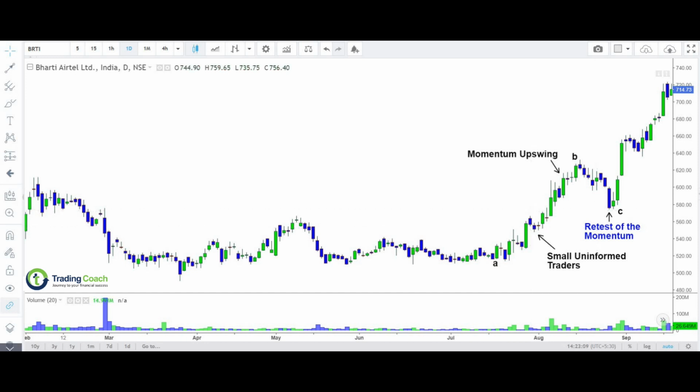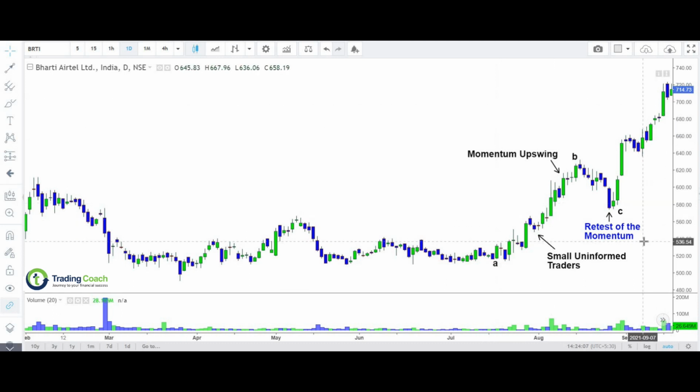As we can notice on the price, right after the retest of the momentum, the prices quickly went up. The market made a very large movement. Right after the retest, which ended exactly around 580, from 580 all the way to 720, we can see a very sharp upside movement on the price.